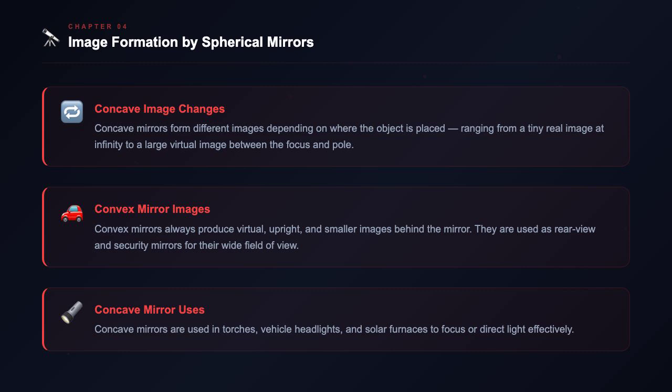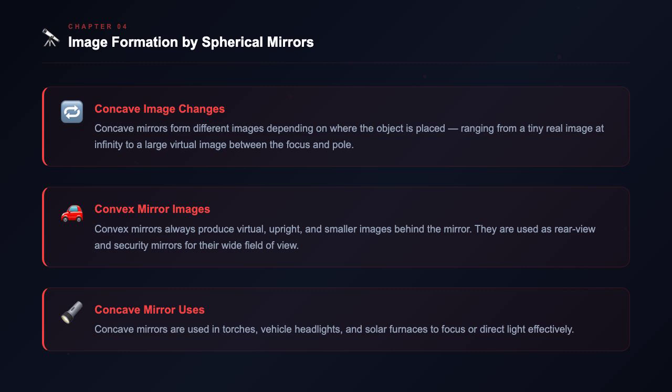Between the center and focus, it enlarges. At the focus point, no image forms. Between the focus and mirror's pole, a bigger, upright, virtual image appears. Convex mirrors form images behind the mirror, always virtual and upright, and smaller than the object.